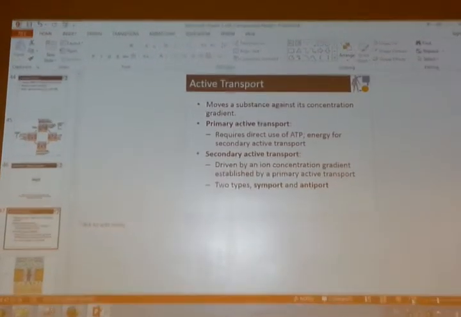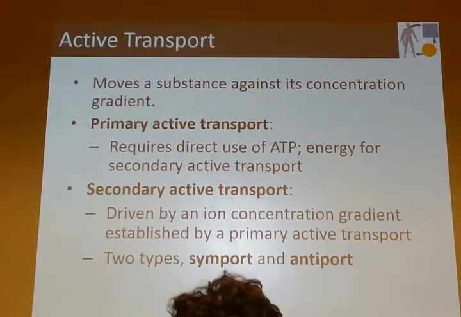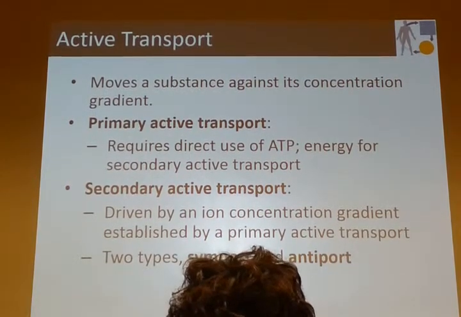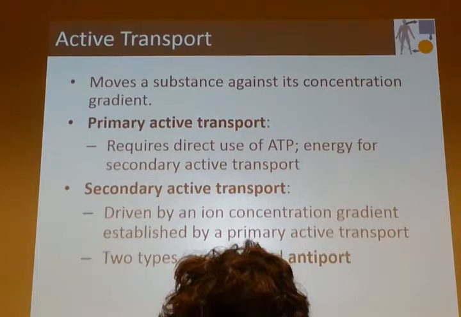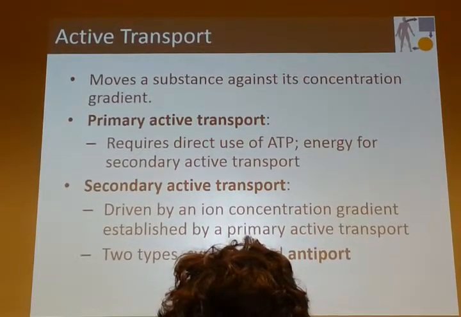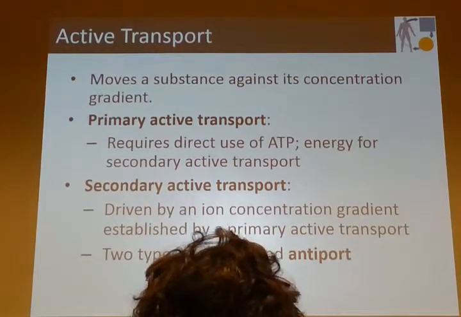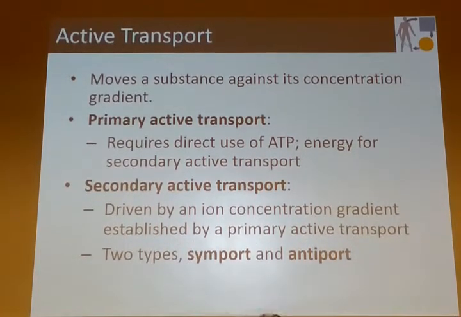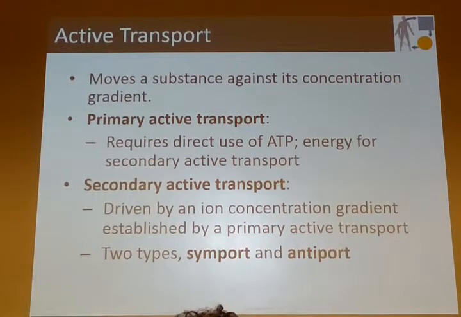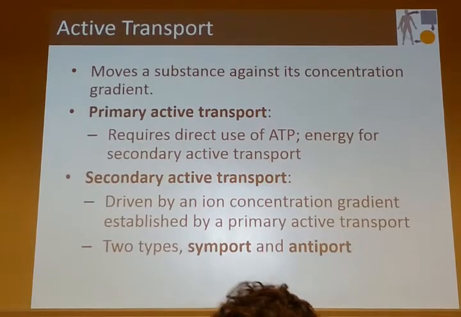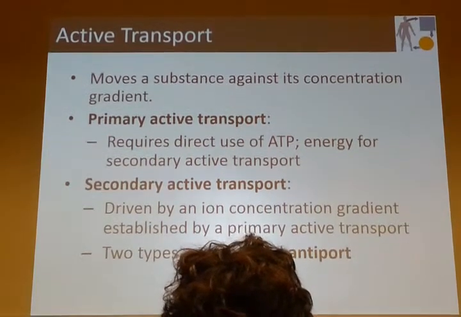Okay, so primary active transport, secondary active transport. Primary active transport, that protein uses ATP. Secondary active transport does not use ATP. It uses the concentration gradient of some ion, like sodium. If it's using sodium and the gradient is maintained by the primary active transport, then whatever sodium is moving is said to be brought in by secondary active transport.